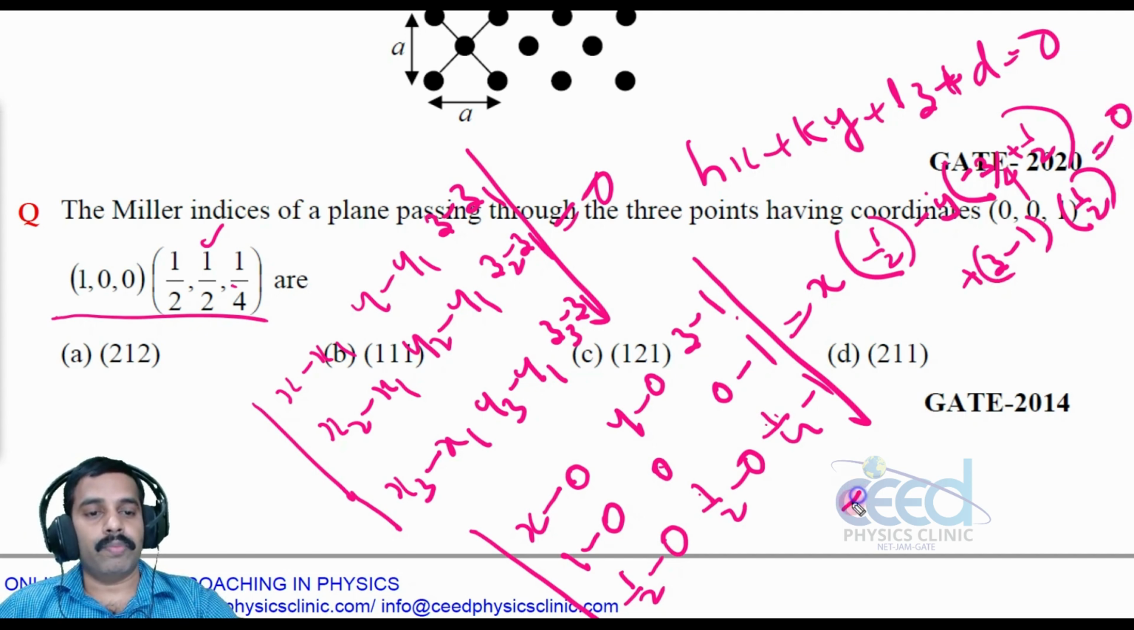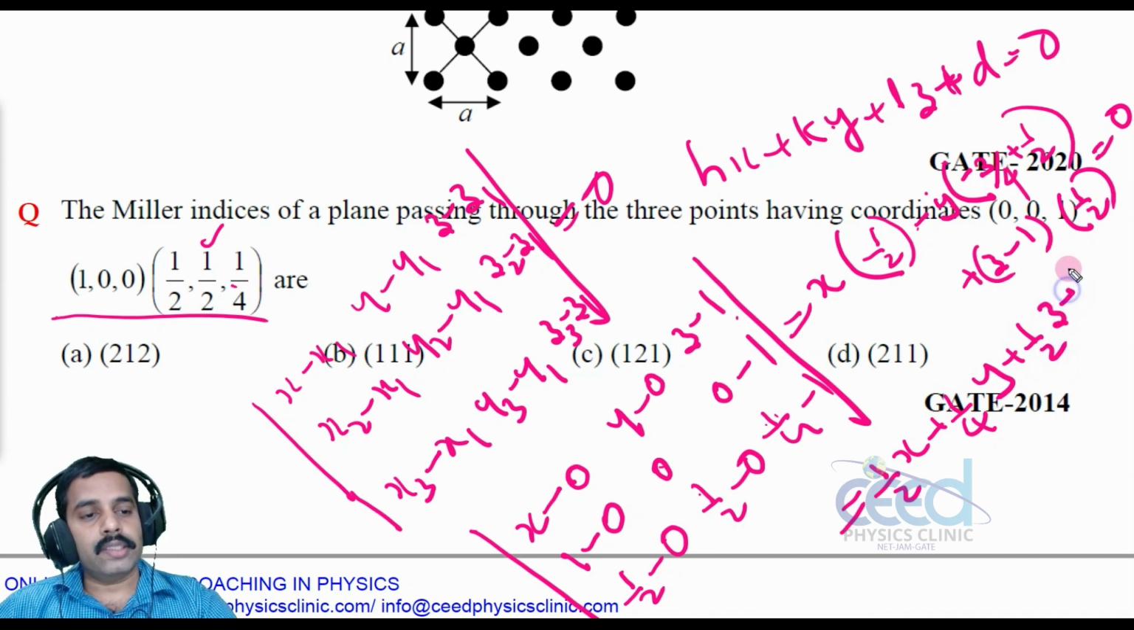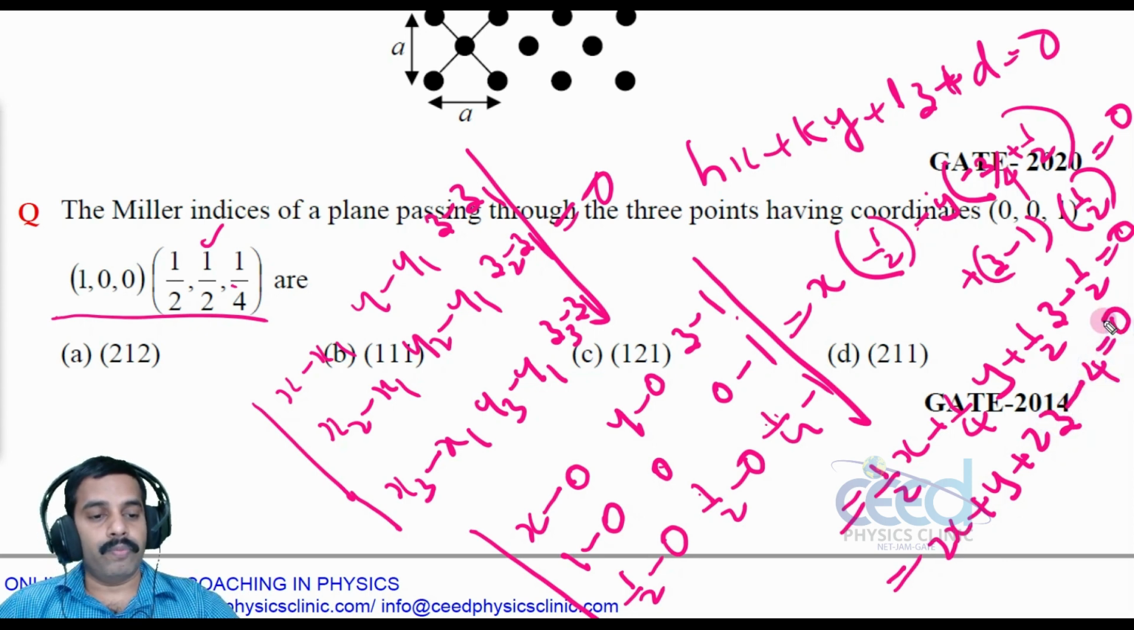That is the equation of the plane. That is 1 by 2 x. So this will be equal to minus 3 by 4 plus 1 by 2, that is minus 1 by 4. Here we have 1 by 4 y plus 1 by 2 z minus 1 by 2 equal to 0. Now we can simplify this, we can multiply with 4, right? So then 2x plus y plus 2z minus 4 equal to 0.